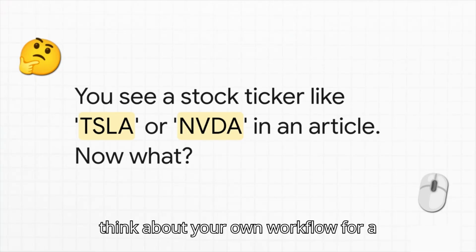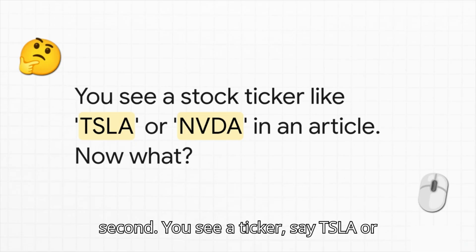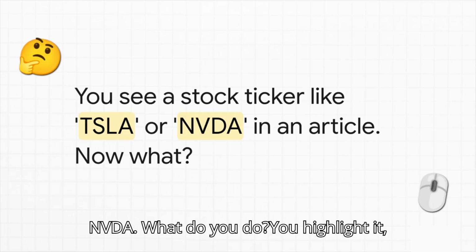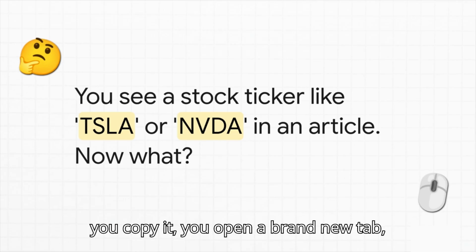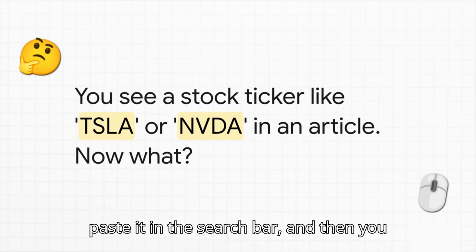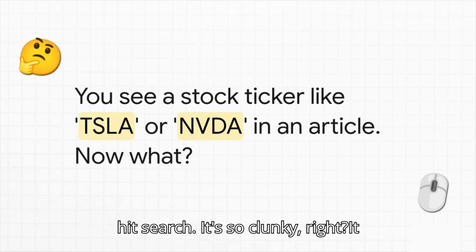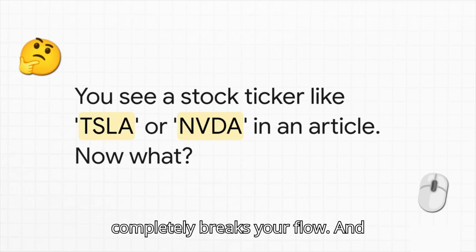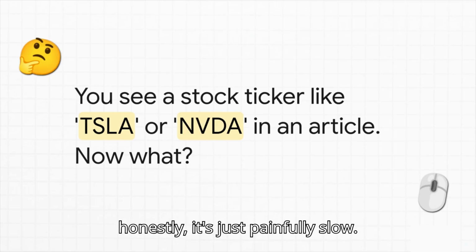I mean, just think about your own workflow for a second. You see a ticker, say TSLA or NVDA. What do you do? You highlight it, you copy it, you open a brand new tab, navigate to your favorite finance site, paste it in the search bar, and then you hit search. It's so clunky, right? It completely breaks your flow, and honestly, it's just painfully slow.